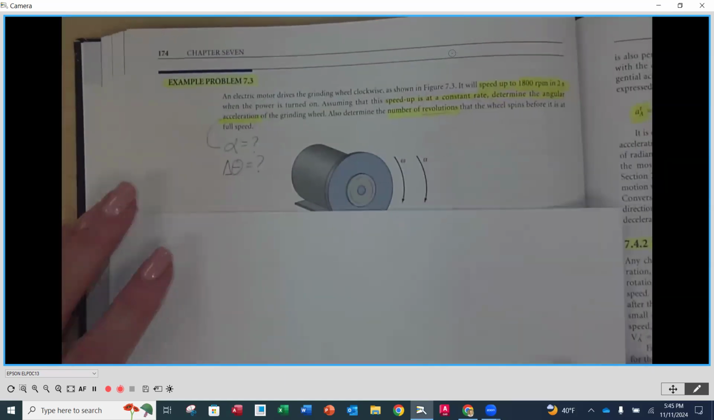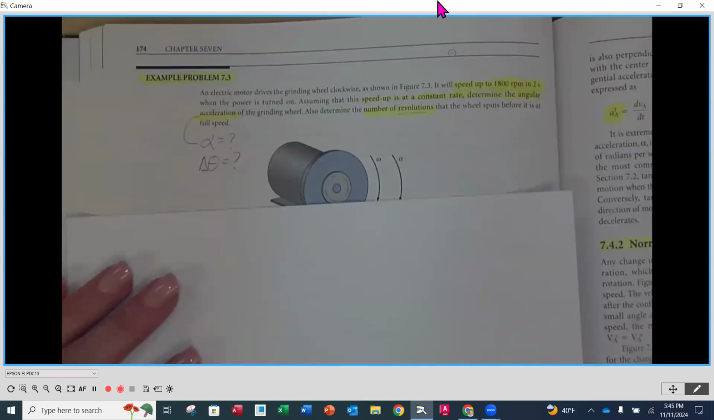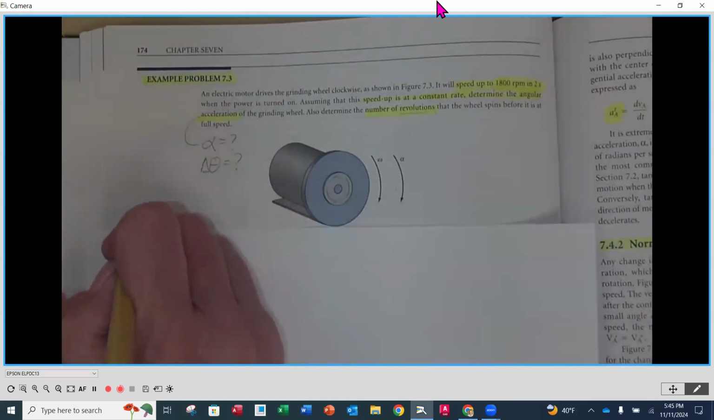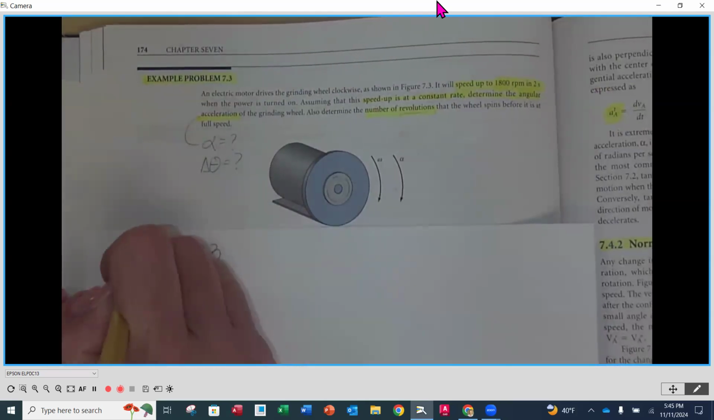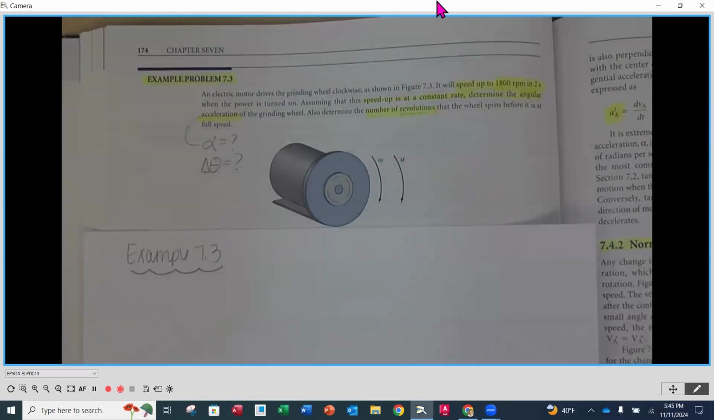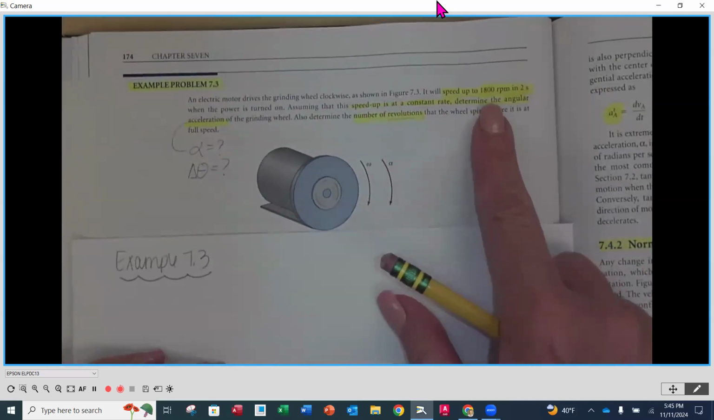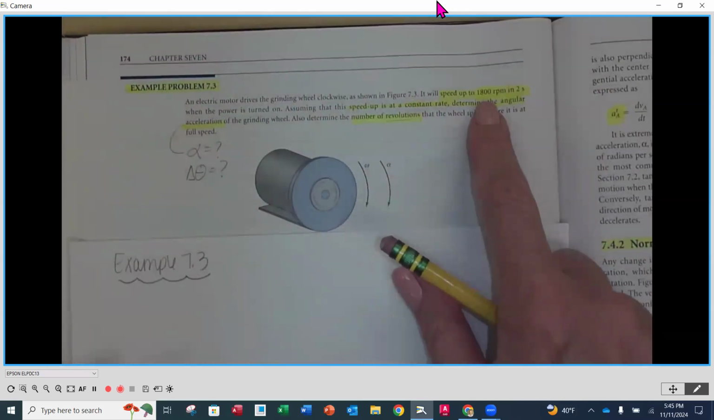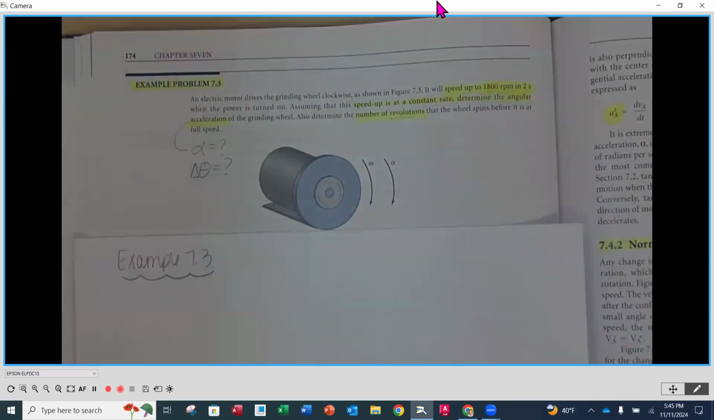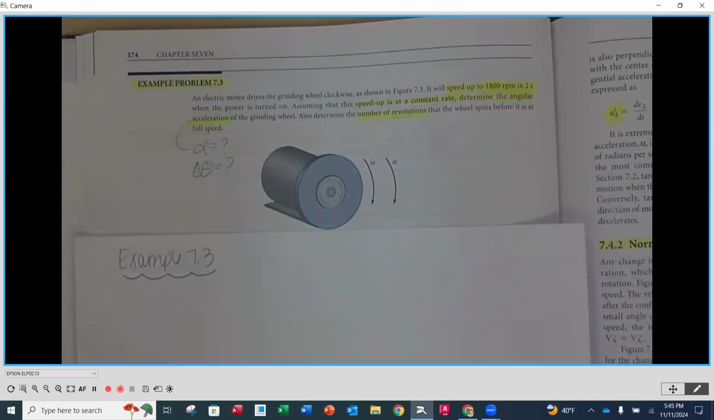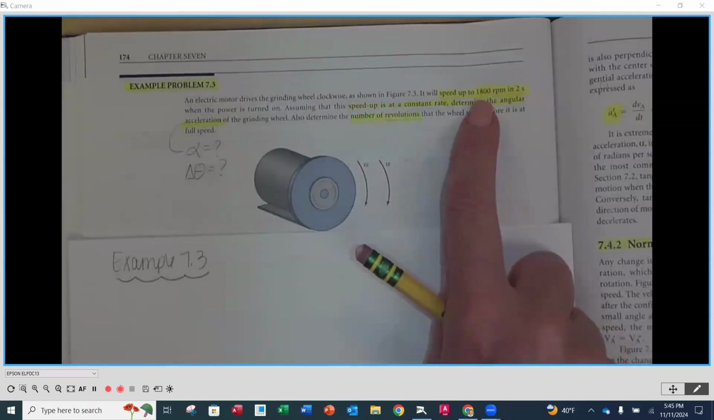All right, so starting out, I always like to write out, what do I already know? Okay, so this is example 7.3. So as I read here, I see that I have a number. I have 1800 RPMs. What variable is 1800 RPMs? I'm going to ask virtually, what's 1800 RPMs? What variable would that be?